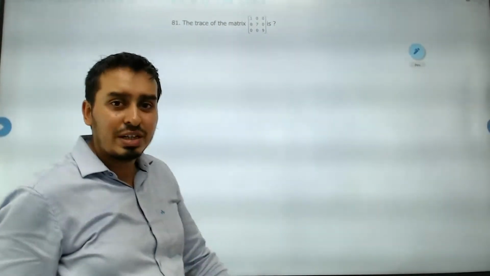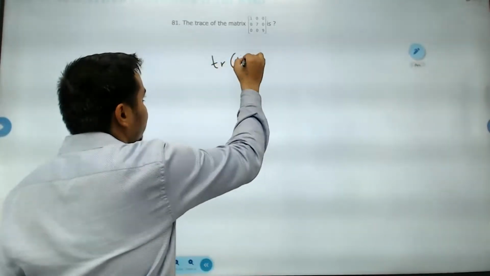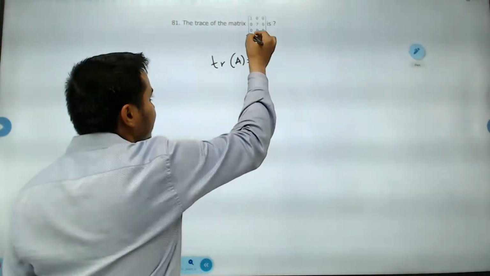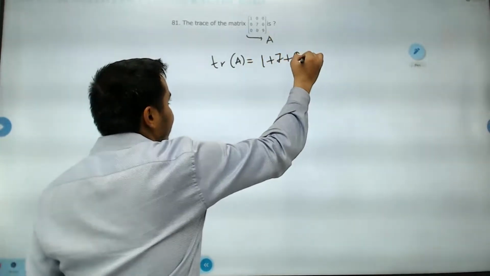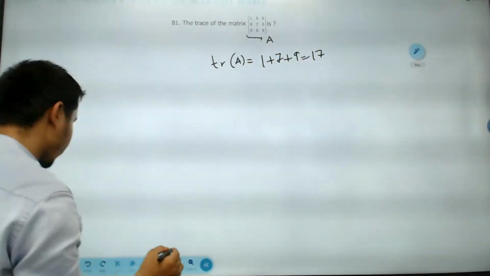The trace of this matrix, so trace is just the sum of diagonal elements. So trace of A, let me call it A, would be 1 plus 7 plus 9. This is 17, right?